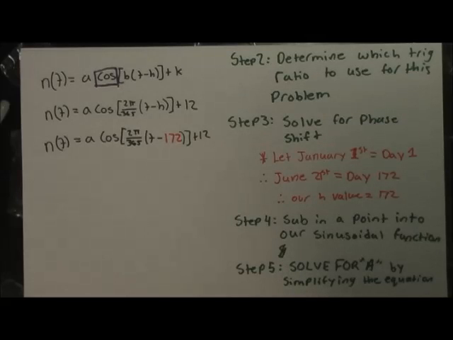The fourth step to solving this problem is to sub in a point into our equation to solve for a, which is step 5. And in addition to the max value of the year, it also gives us the min value of daylight for the year, which is on December 21st. So this is the point I will use to sub into my equation.